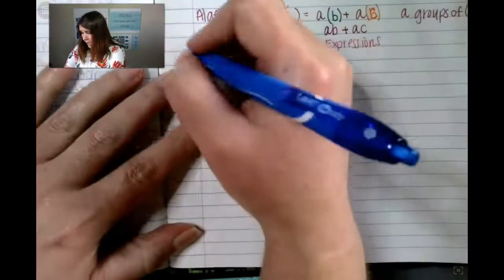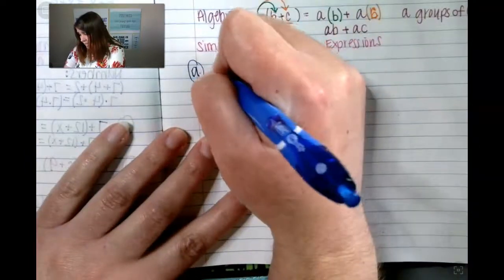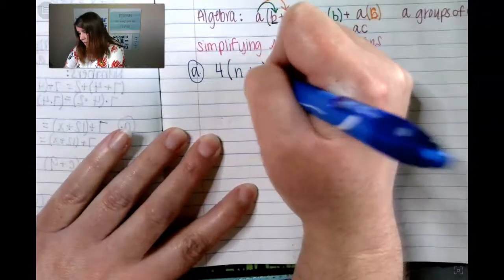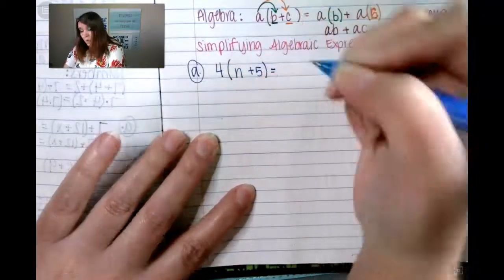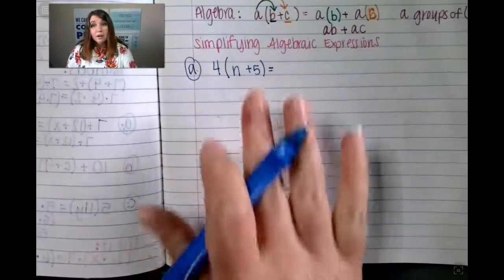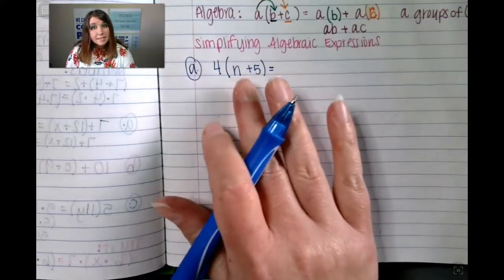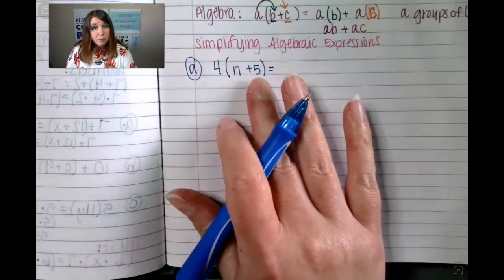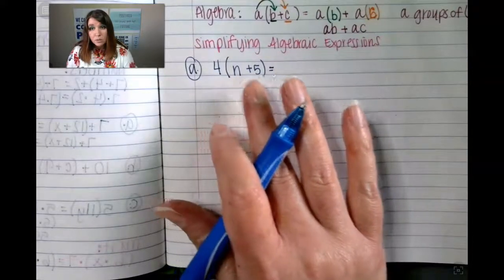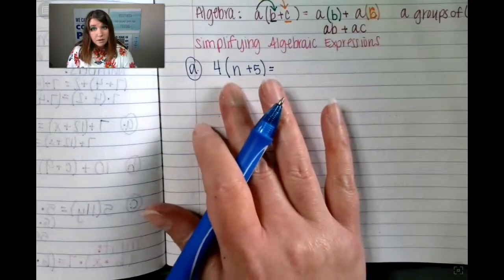All right, so we have example A. Example A says 4 times n plus 5. Or I have 4 groups of n plus 5. Okay, that's what I have right there. I cannot combine n plus 5. N is a letter, 5 is a number. They are not the same. They may not go together. Apples, oranges. They may not go in the same fruit. They're not the same fruit. They cannot go together. Okay?